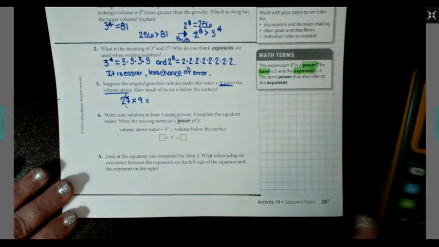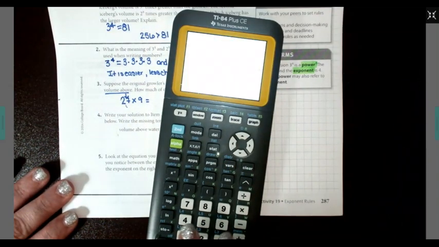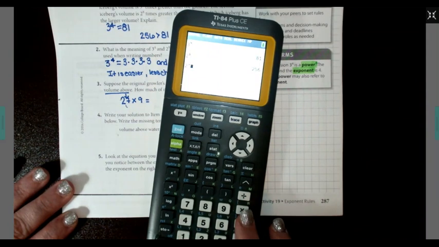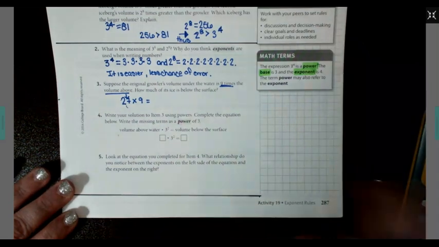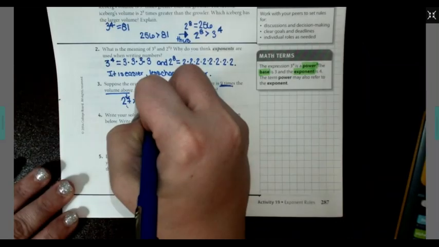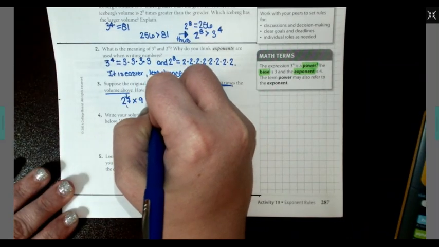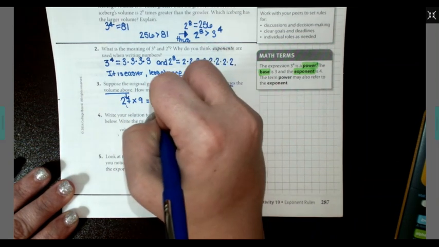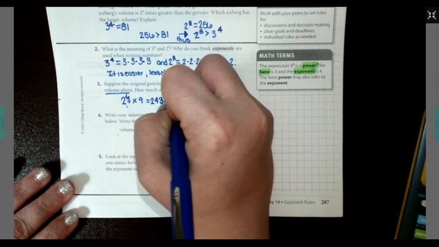So we're going to go over to our handy dandy calculator, right? We're going to do 27 times 9. It gives me 243. So 243 cubic meters.